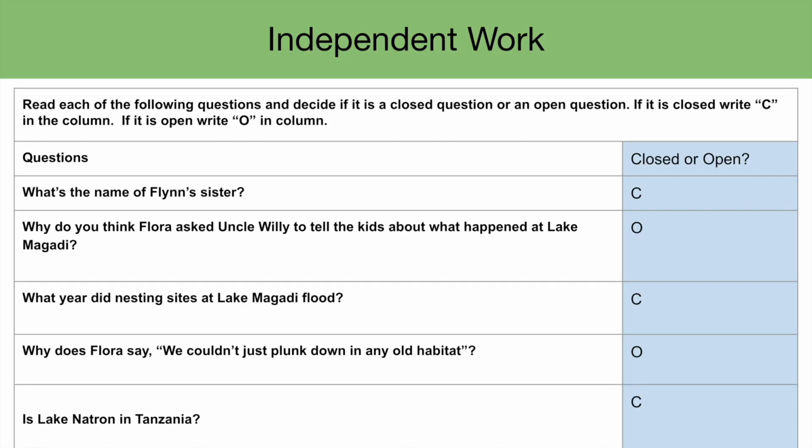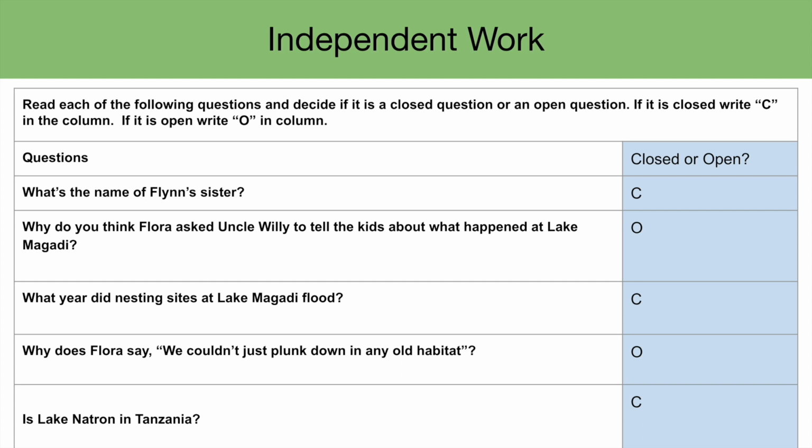Read each of the following questions and decide if it's a closed question or an open question. If it is closed, write C. If it is open, write O. Questions. What's the name of Flynn's sister? I believe this is a closed question because it can be answered in one or two words.